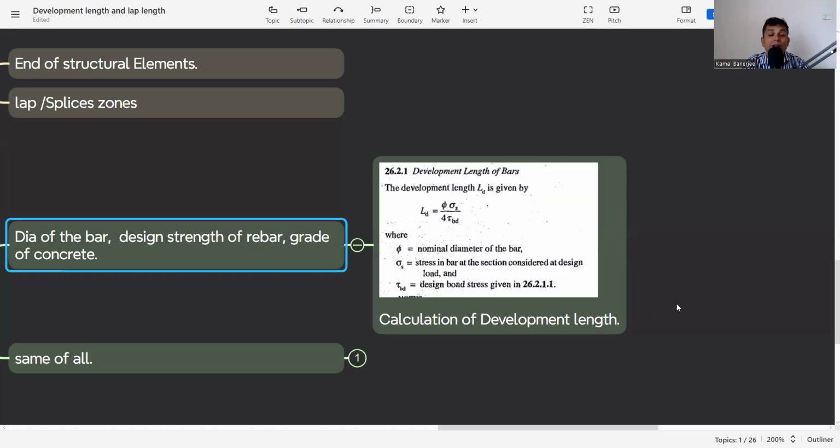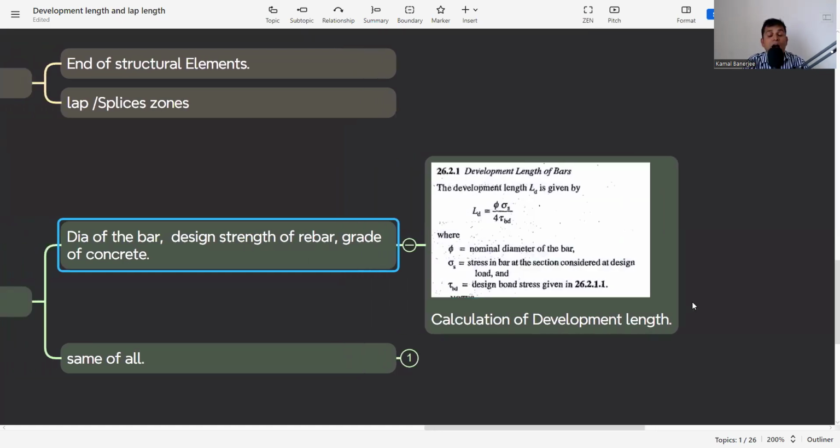It is also given in 26.2.1. But how to calculate the development length? I made a detailed video on that, please check the link here or in the description. You will get full details about how to calculate the development length, how to calculate the bond strength, and how to calculate the development length in tension or in compression. I discussed everything there, please check that one. So from this formula we can find out the development length.